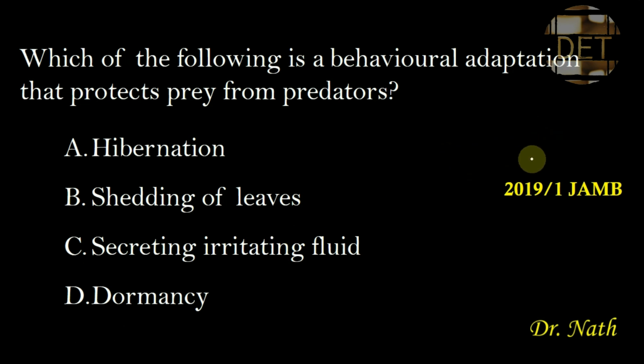In this video, we're looking at this number one JAMB question from the year 2019. The question is, which of the following is a behavioral adaptation that protects prey from predators? A. Hibernation, B. Shedding of leaves, C. Secreting of irritating fluids, then D. Dormancy.